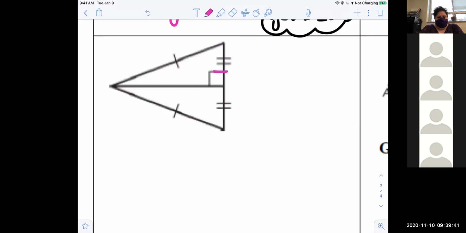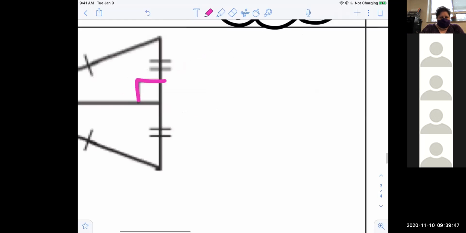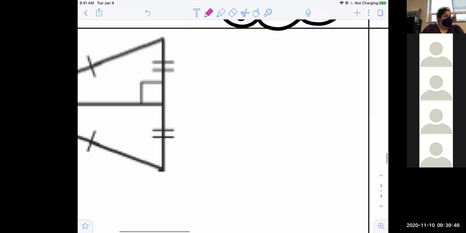This is a right angle. The other side is also a right angle, right? How do you know that, Colleen? Say it again. How do you know it has to be 90?